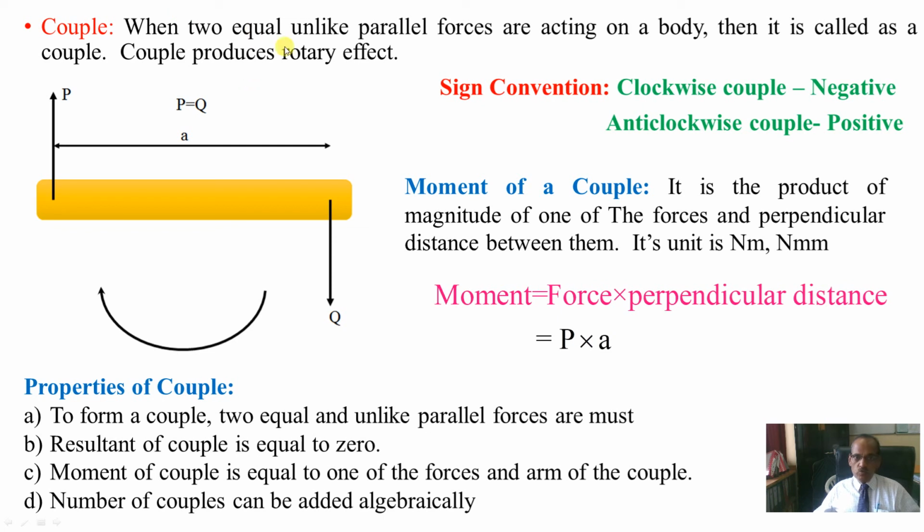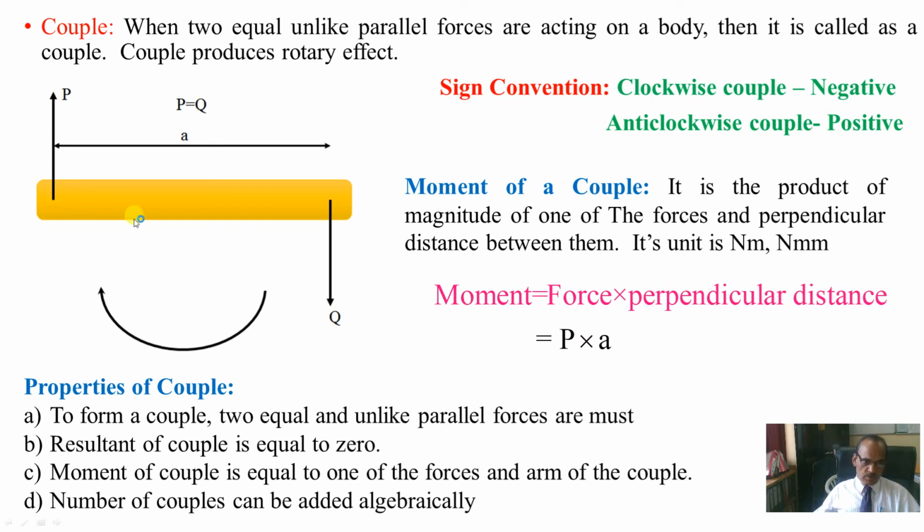So when two equal and unlike parallel forces are acting on a body, then it is called a couple. You see, this force P upwards and this force P downwards, they are parallel but opposite in direction, and this is the lever arm, that is the perpendicular distance between these two forces. Now the moment of a couple is the product of magnitude of one of the forces and perpendicular distance between them. So this P and Q, they are same. Unless they are same, couple will not form. Remember, P and Q must be same.